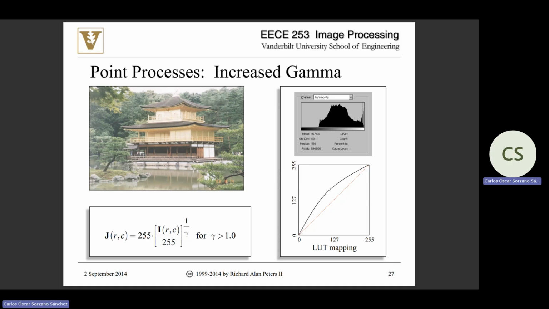So if we divide by 255, this number has to be between 0 and 1. Then we are computing the gamma root of that number, and then scaling it back to 0 to 255. And here we have an example with some gamma larger than 1. So it looks like that. So now the question, is it increasing or decreasing the contrast?